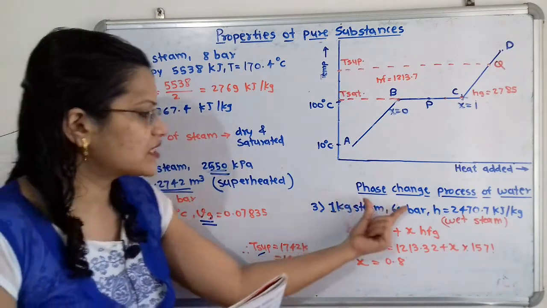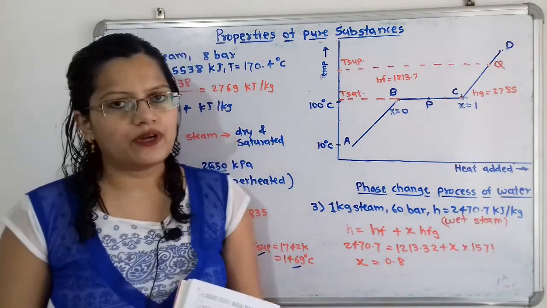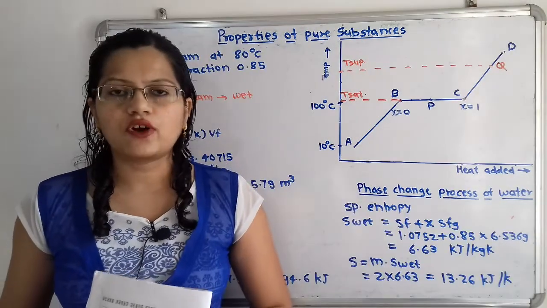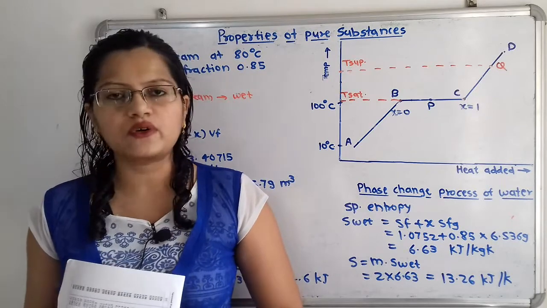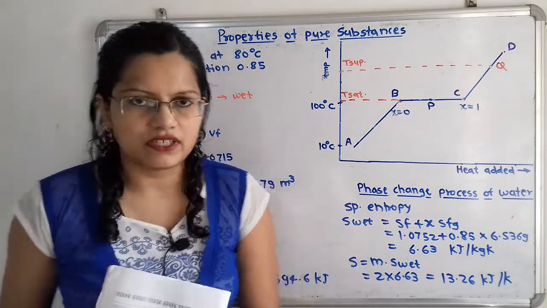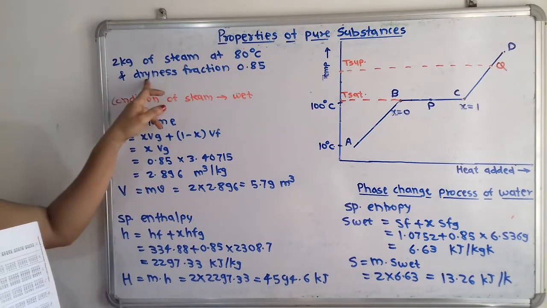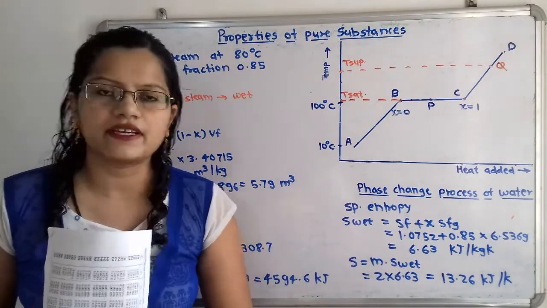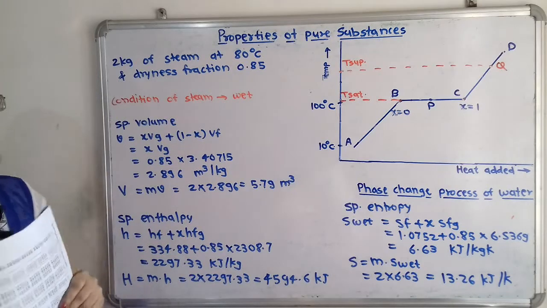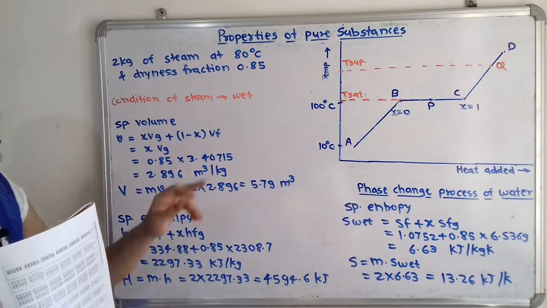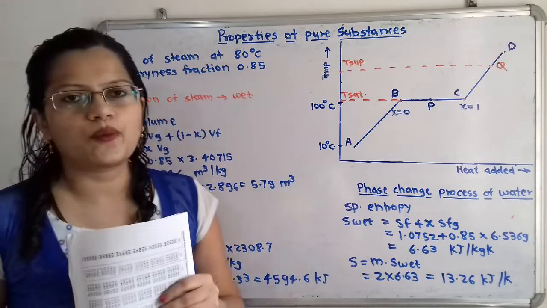So we know that for this given condition, the wet steam is there and the dryness fraction is 0.8. Now we will solve one problem to find the total volume, total enthalpy and total entropy for the given condition. Here 2 kg of steam at 80 degrees Celsius and dryness fraction 0.85 is given. Let us first understand the condition of steam. Mass is given 2 kg, temperature is 80 degrees Celsius and dryness fraction is 0.85.